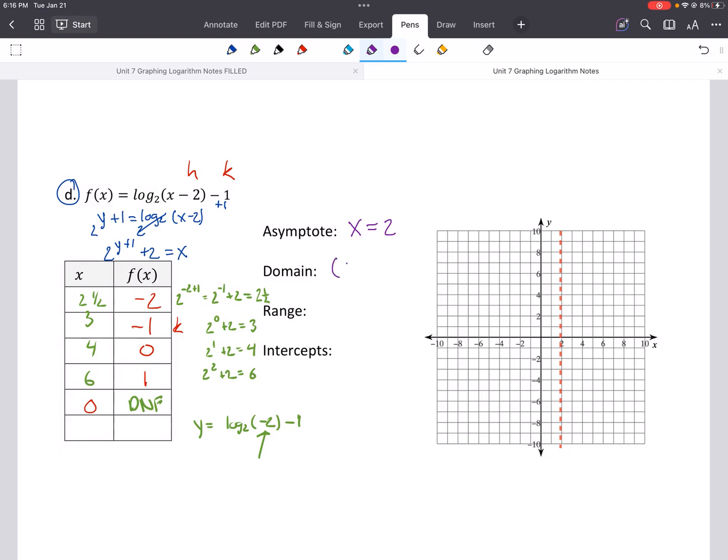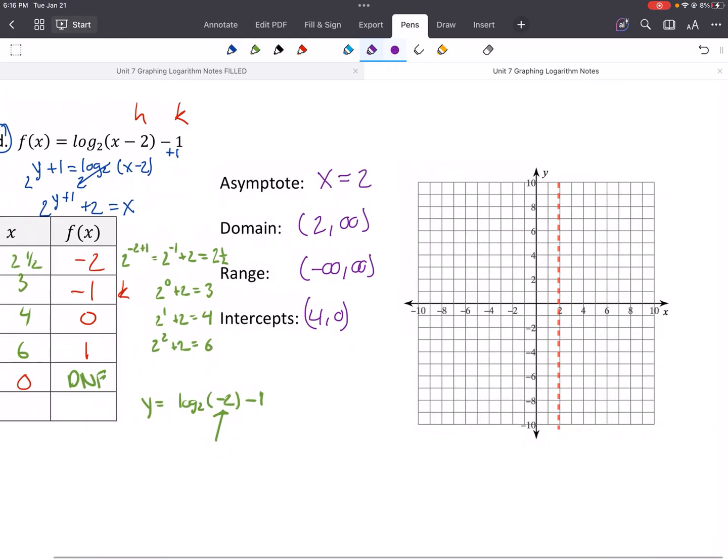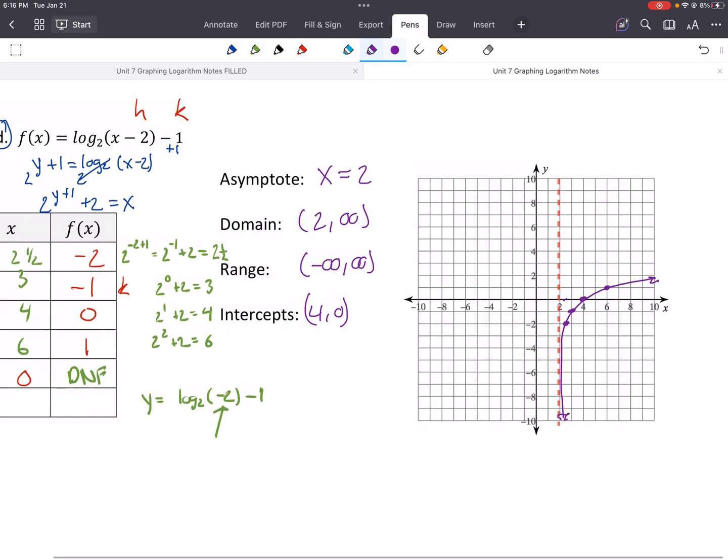Domain, we can already write that down. It goes from 2 to infinity, and the range goes from negative infinity to infinity. And then we already got our intercepts would be 4, 0. Okay, so let's plot all those points. 2.5, comma negative 2 would be right here. And then 3, negative 1, 4, 0, and then 6, 1. And then we can connect those dots. And you're done.